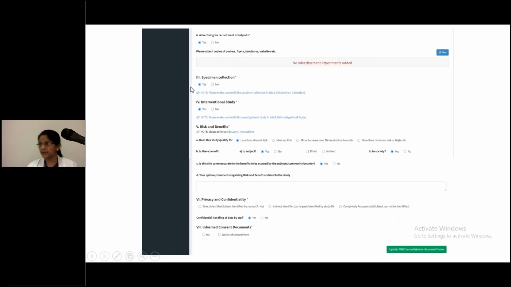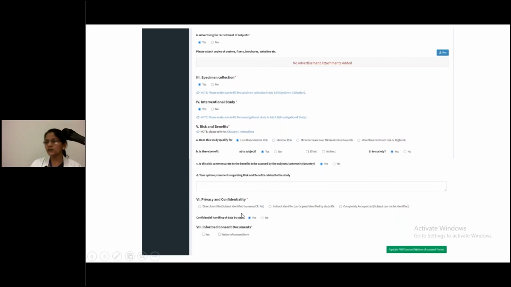If you say yes, for example, you're collecting blood, you go to the specimen collection tab and then enter what is to be done, whether it is an interventional study. What are the risk and benefit? As I told you earlier, you should identify whether it is less than minimal, a minor increase, or low risk. Similarly, high risk. And what is the benefit? This is one important area where you should understand the risks of the study and the benefits. And the weight towards the benefits should be more than the risk involved in the study.